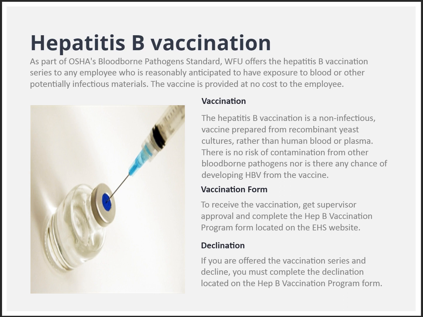The hepatitis B vaccination is a non-infectious vaccine prepared from recombinant yeast cultures rather than human blood or plasma. There is no risk of contamination from other bloodborne pathogens, nor is there any chance of developing HBV from the vaccine. To receive the vaccination, get supervisor approval and complete the HBV program form located on the EHS website. If you are offered the vaccination series and decline, you must complete the declination located on the Hep B vaccination program form.